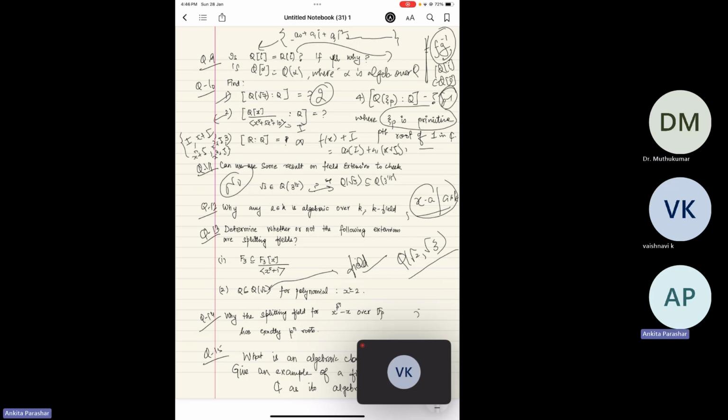So we have x^(p^n) minus x over the finite field Fp. Why does this have exactly p^n roots? As you can see, this is a polynomial of degree p^n, right? It may or may not have all distinct roots. But can you say why a splitting field should have all distinct roots?